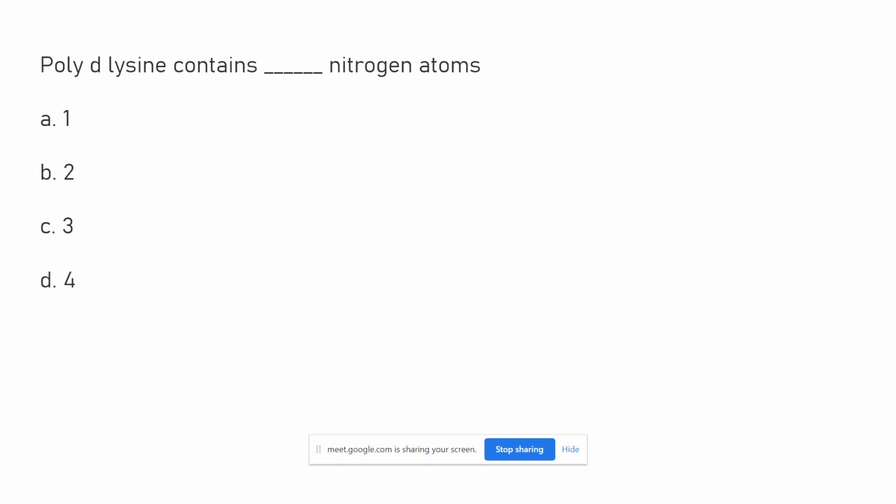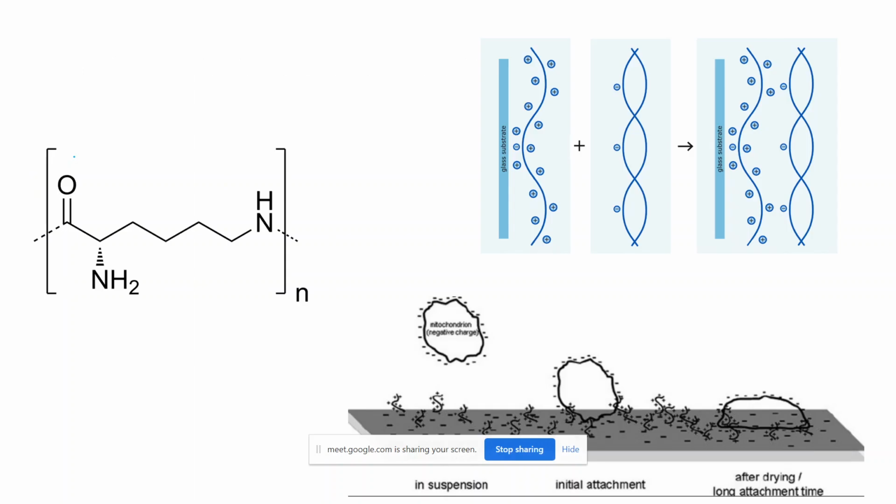So the first question is, poly D lysine contains how many nitrogen atoms? If someone knows the answer, they can write in the chat box and then I'll explain. The correct answer is poly D lysine contains two nitrogen atoms. In the last session itself, we discussed what is poly D lysine. This is the structure of the poly D lysine compound, and as you can see here, it has two nitrogen atoms.